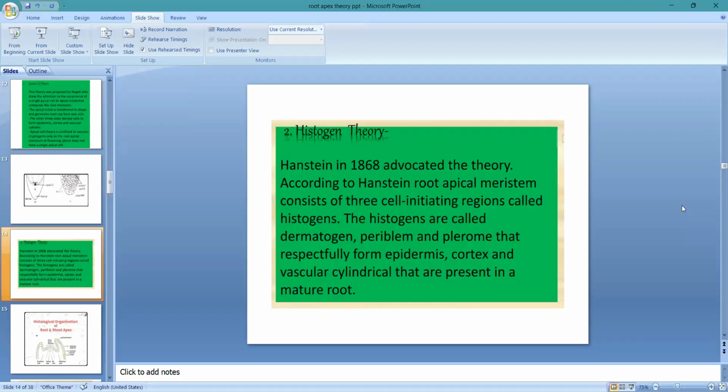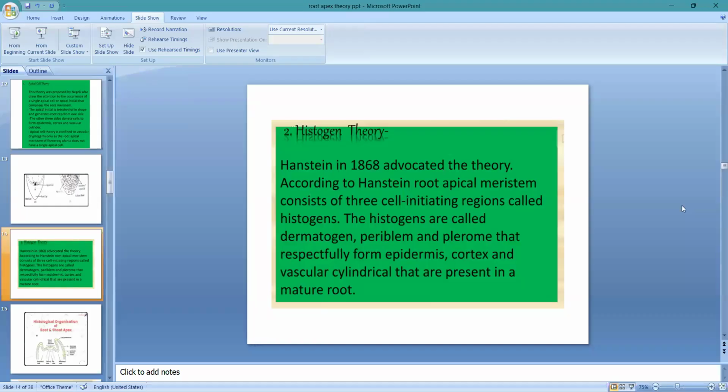Gutenberg called this group of initials dermatocalyptrogen. Okay, it's very, very important. Who? Gutenberg, in the year 1960. He called this group of initials dermatocalyptrogen.